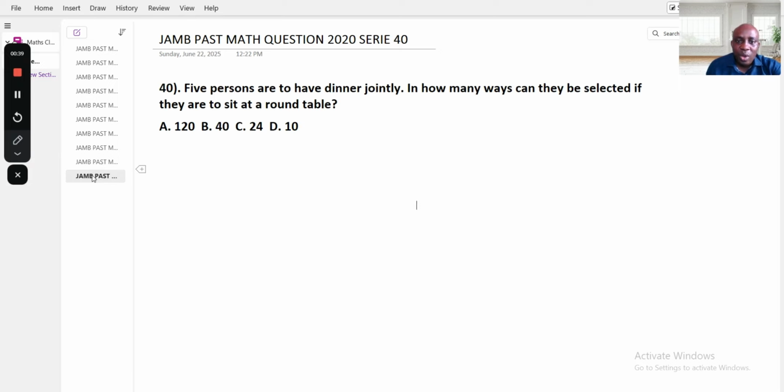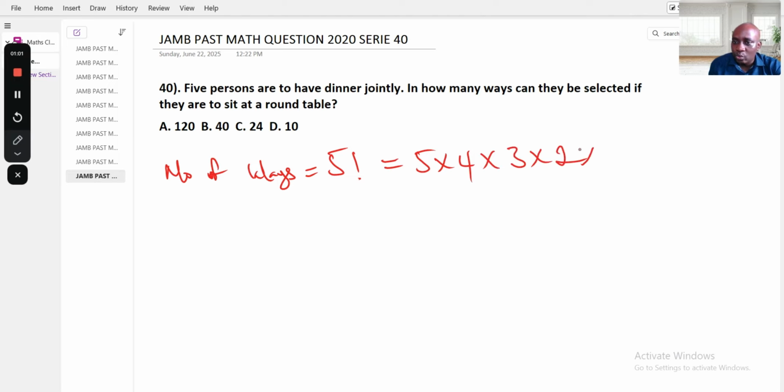5 persons have to have dinner jointly. In how many ways can they be selected if they are to sit at a round table? Number of ways will be 5 like this. Therefore, to expand this one, you are going to multiply it backward. 5 multiplied by 4, multiplied by 3, multiplied by 2, multiplied by 1. It will be going in descending order.